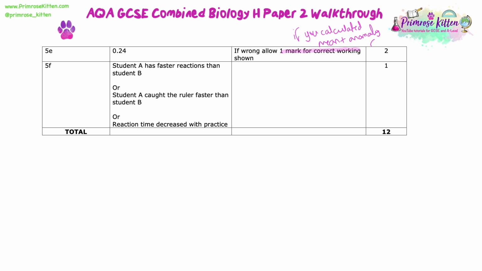And then for 5F, you've got these 3 options. Student A had faster reactions than student B, or student A caught the ruler faster than student B, or reaction time decreased with practice, which was the pattern that we noticed in the results. All of these aren't just saying like, oh, student A's time was faster. You just need to be careful about how you word it. So the conclusion is, because they were testing reaction time, we should have reactions or reaction time as part of our answer.